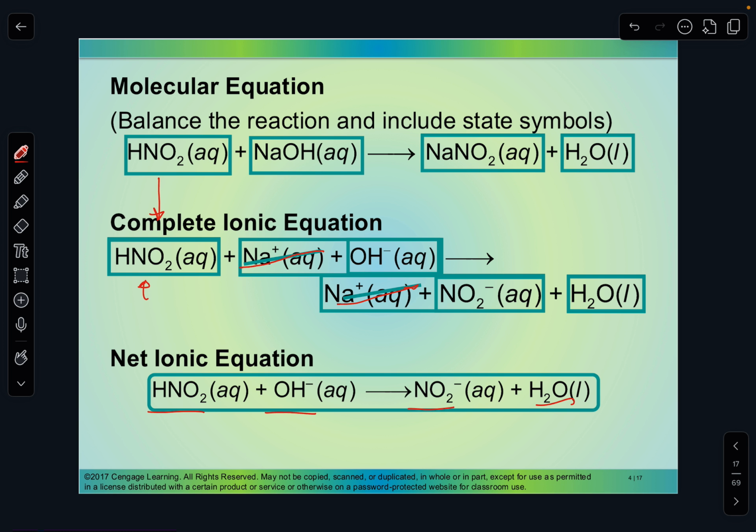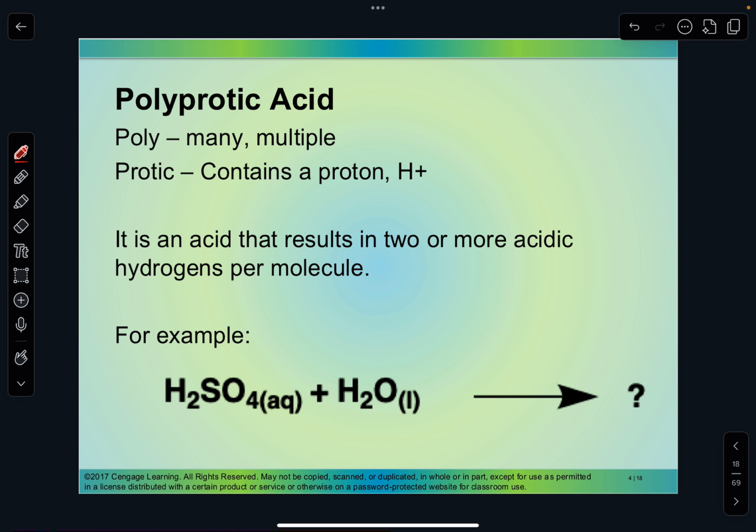And this is the most important part: if you've practiced this enough, you do know how to do the molecular, ionic and net ionic equations. But what is important is that if it does not fully dissociate, then it will remain as molecular in the next equation.